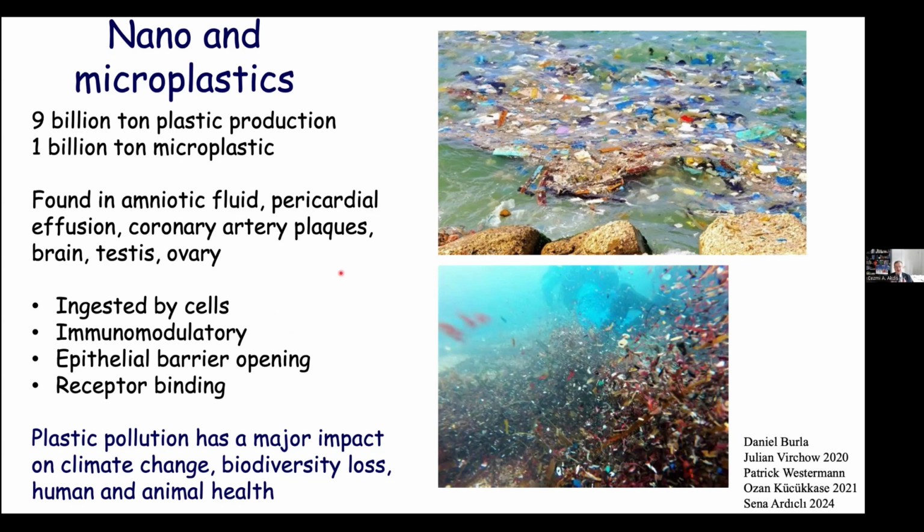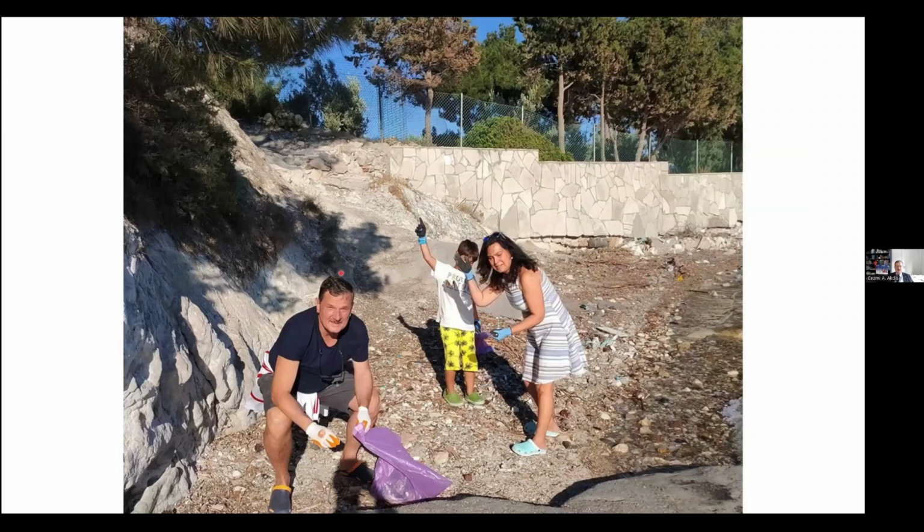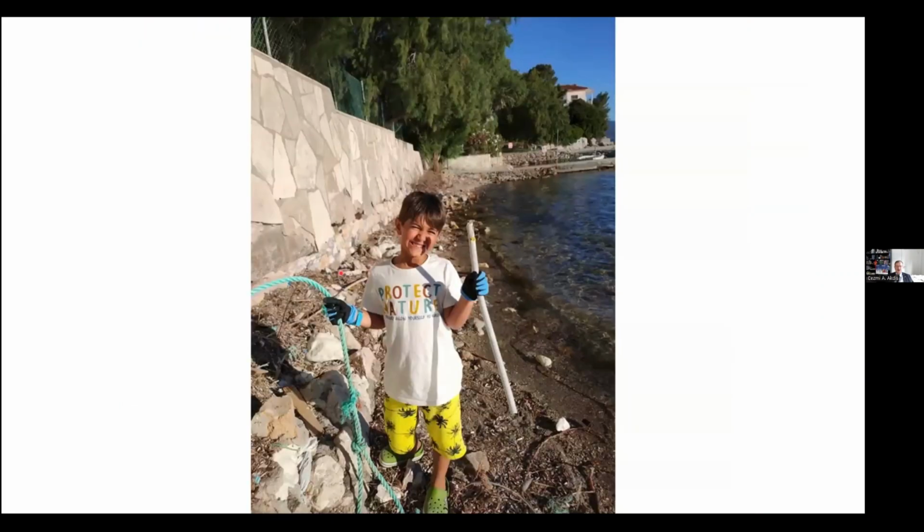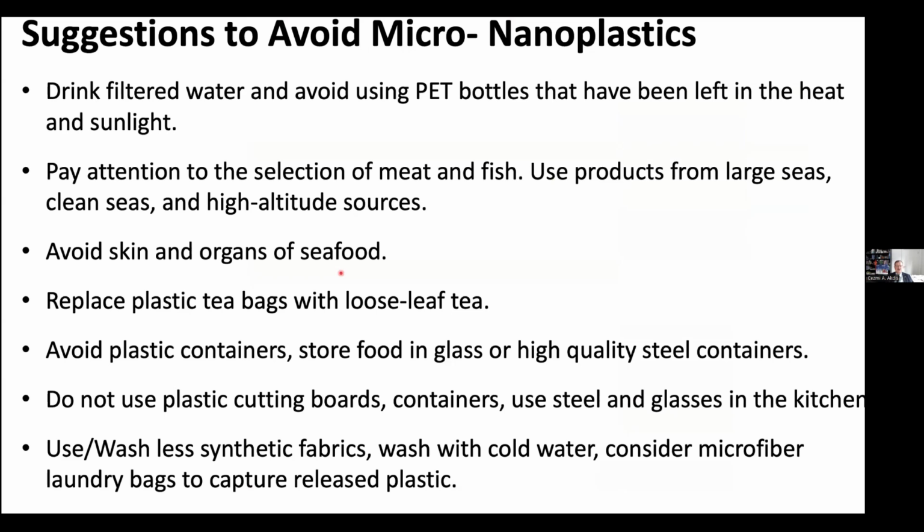And just keep your eyes open for plastic pollution, because the effect of plastic on humanity and also all living species is going to be one of the main concerns of humanity in the next years. Here is an awareness slide collecting the plastic and trash around our house. So here are some suggestions to avoid micro and nanoplastics.